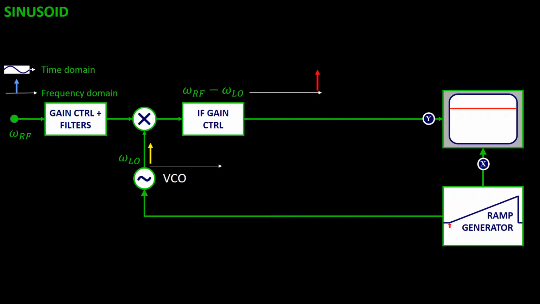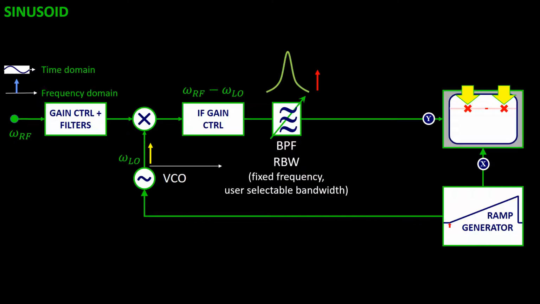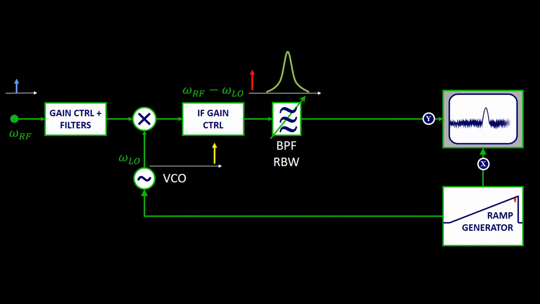Basically what we need is to remove these two parts of the plot. And this is the solution. We insert a selective bandpass filter at a fixed IF frequency that will allow us to see in the display the peak we are looking for. This filter is called a resolution bandwidth filter. Okay, now it's working, but we can still do a nice improvement to this configuration.